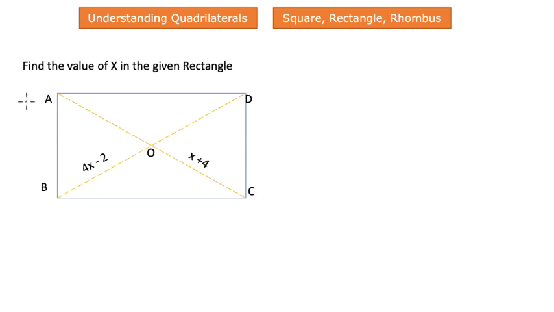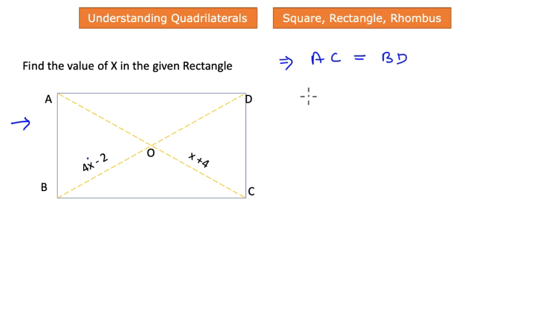Okay. Now let us take a look at this example in which we are supposed to find the value of x in this diagonal segment we are given. So what you have is a rectangle with two diagonals bisecting each other, right? And we know that by the definition of a rectangle, the line segment AC, which is a diagonal, should be equal to line segment BD. This is a property of a rectangle, right?